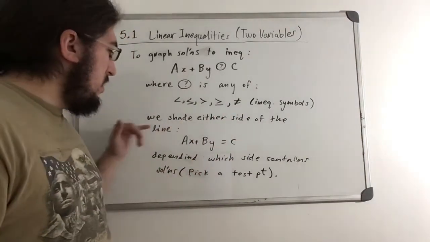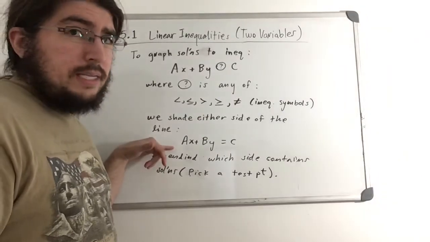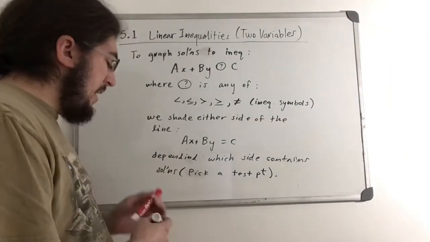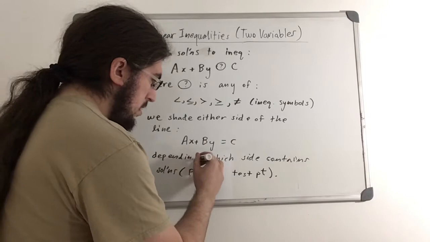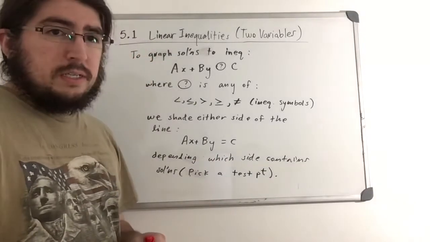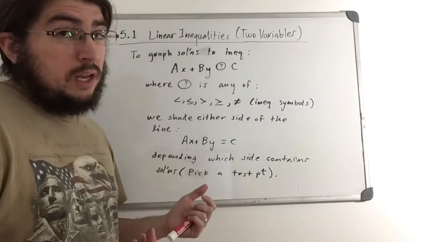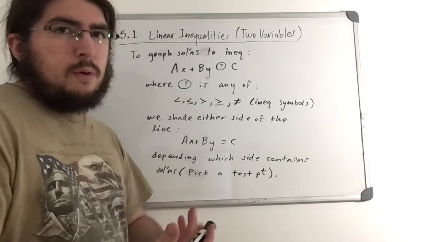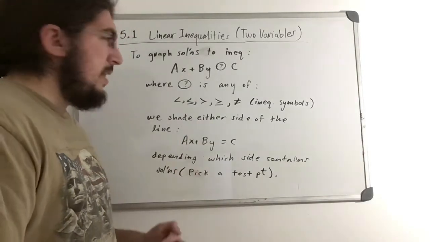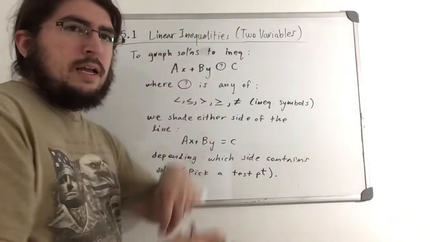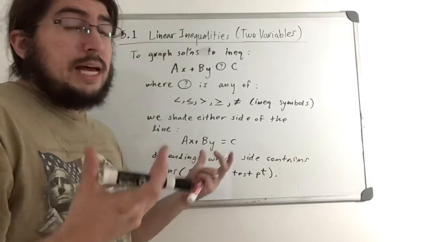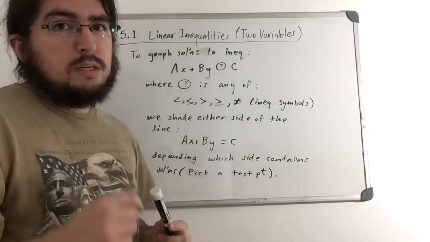We shade either side of the line, ax plus by is equal to c, depending on which side contains solutions. So we pick a test point. Normally I pick 0, 0 if it's not on the line. Otherwise you can just pick any point that's easy to plug in. That way you just do a quick plug in and then shade each side of the line. So it's that simple. It's going to get even simpler right now.